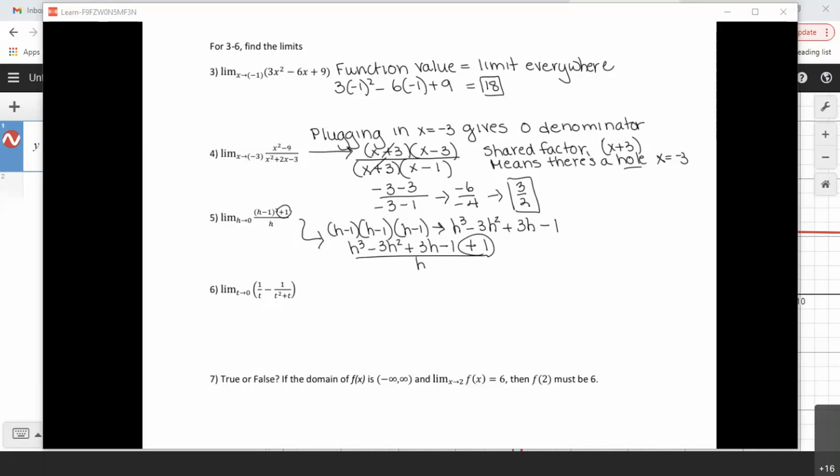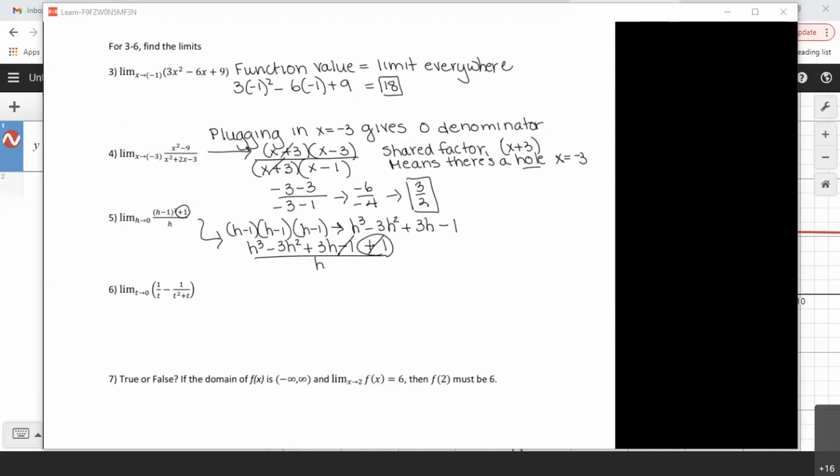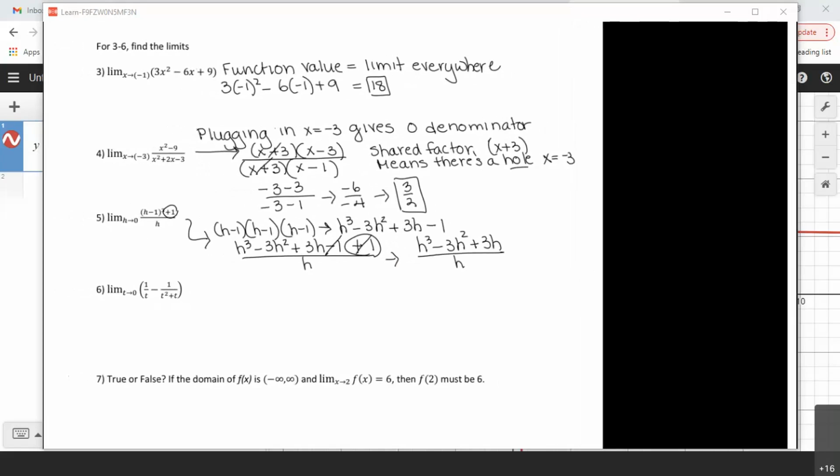First of all, these cancel out, right? I have a -1 and a +1. So now I have h cubed minus 3h squared plus 3h over h. And you should realize you can factor out an h.